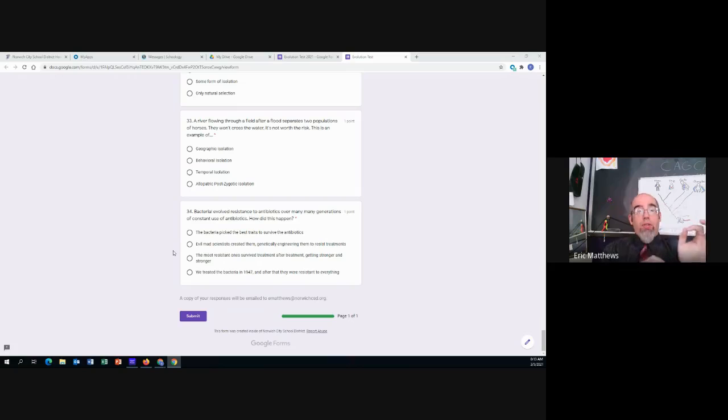So they've evolved resistance over many, many generations. Which one of these backs that up and explains it? Bacteria picked the best traits, and evil mad scientists made them. Resistant ones survived treatment after treatment, getting stronger and stronger. Or we treated them in 1947, and after that they were resistant to everything.